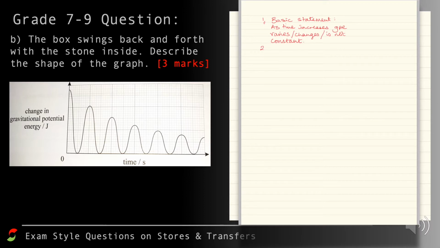And now we can try to come up with a statement that's a little bit more advanced than just it changes. So a more advanced statement: if we look at the peak or the maximum values of the gravitational potential energy, each time there's a swing, that maximum value gets smaller or decreases. So we could say that the peak GPE gets smaller with each swing.